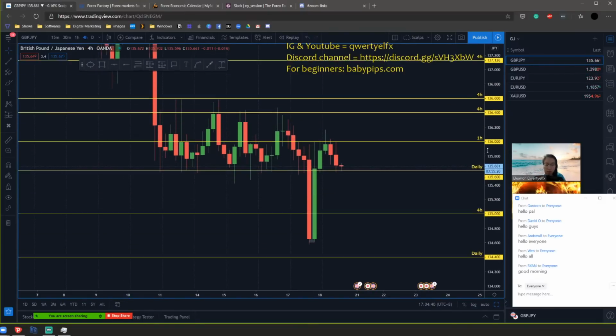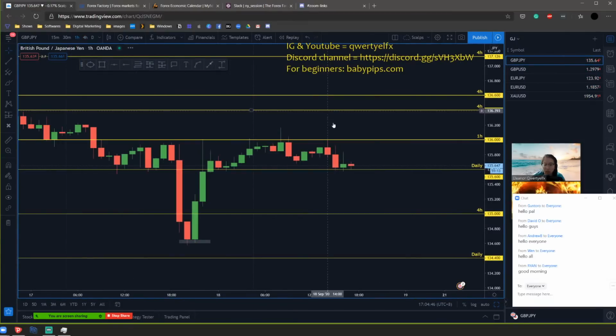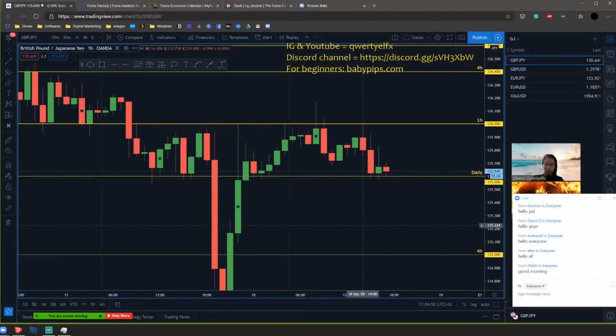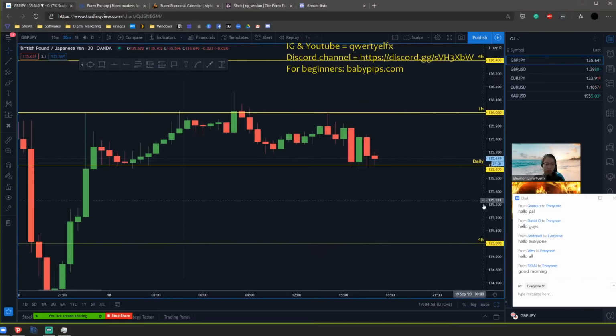So 4-hour close bearish on GJ right at the daily zone at 135,600. 1 hour's bullish, so it's gonna be choppy, so just take it slow on GJ, right? Because the trend is not super bearish.